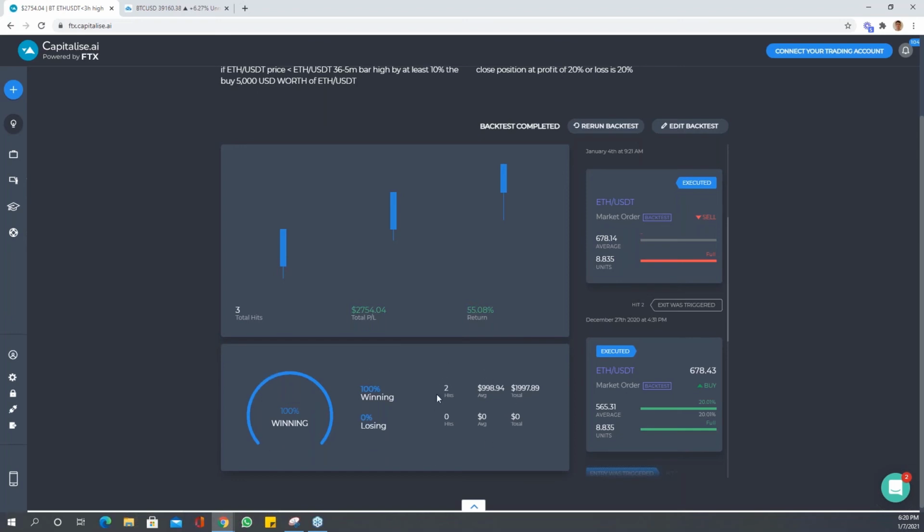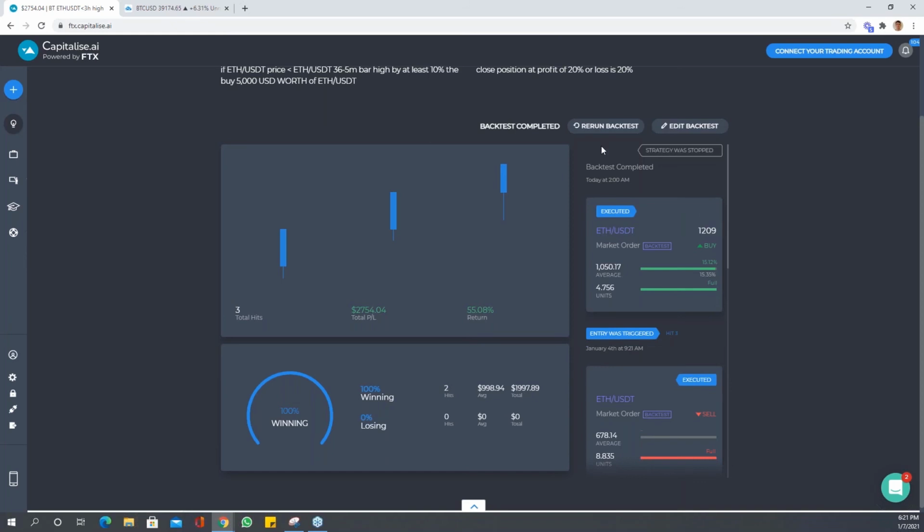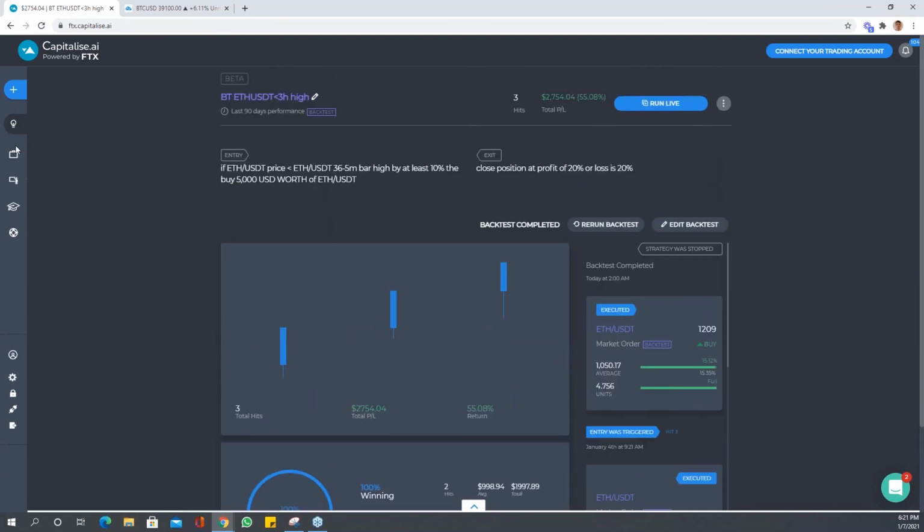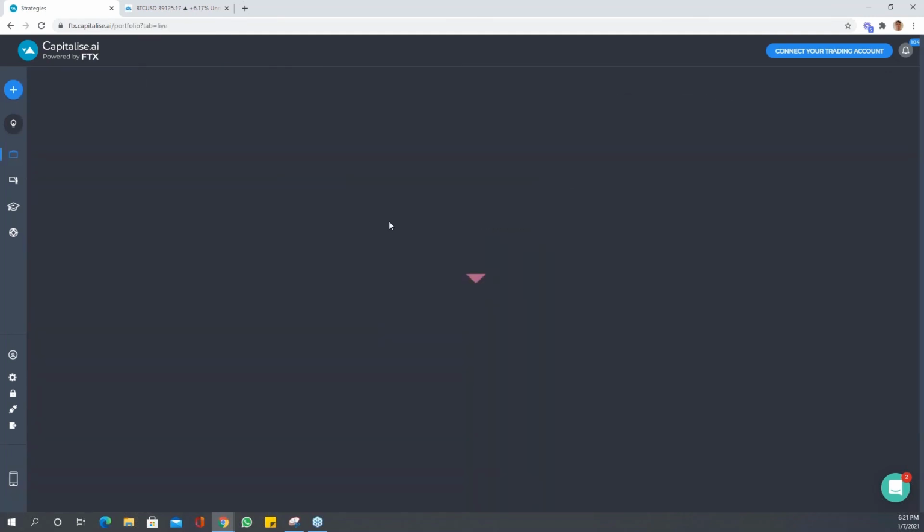And some of you will be thinking, well, how come we only have 2 hits there and we have a total of 3 hits? Well, if we just scroll up, you'll see that hit 3 hasn't actually closed yet. So if we were running a strategy like this, hit 3 would still be running. So we don't know whether it's winning or losing, or when it ended, but we do know that at the moment it's up 15.12%.